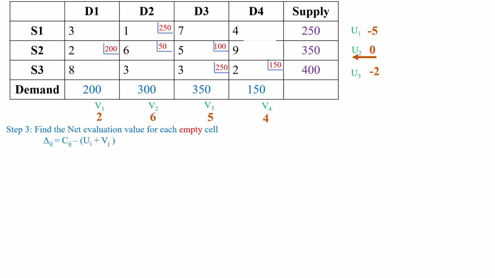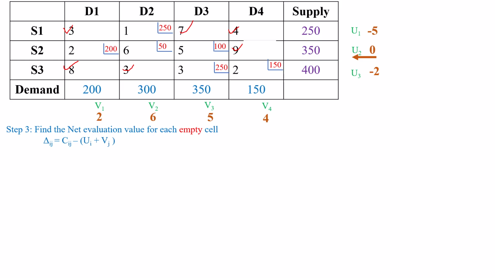Next step is we have to determine the delta value for the empty cells. Here this is an empty cell, and this is one more empty cell, and this is an empty cell, and this is an empty cell, and this is an empty cell. For empty cells we determine the delta value by using the relationship delta ij equal to Cij minus of Ui plus Vj.